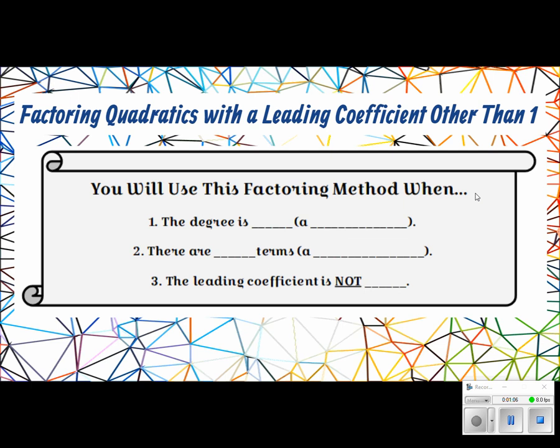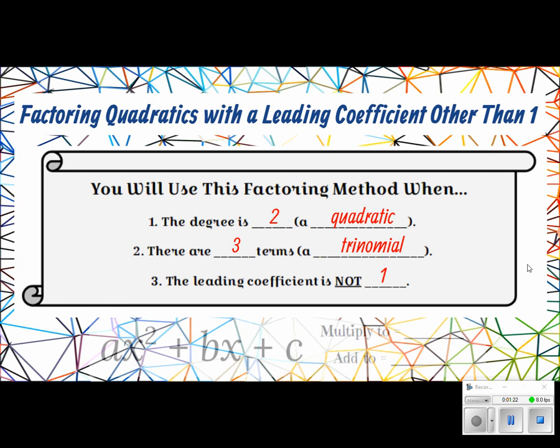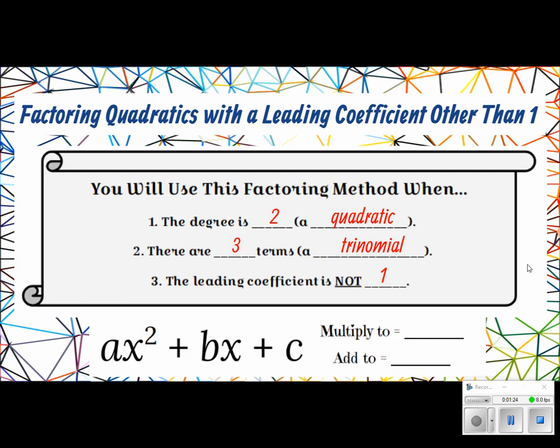So you are going to use this factoring method when the degree is 2. You are dealing with a quadratic. There are 3 terms. We are dealing with a trinomial, but the leading coefficient is not 1. It could be anything. It could be 2. It could be a half. It could be lots of different things. And so what we're going to do is we are going to have this a value in the very, very front. That is our leading coefficient. And what we're going to do is we are going to slide and divide. And we'll get into the process in just a little bit.